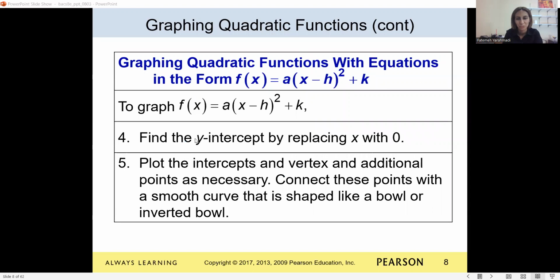As we mentioned, you need to find the y-intercept and then plot the intercepts, the vertex, and any additional point that you need to understand and analyze the behavior of your parabola.